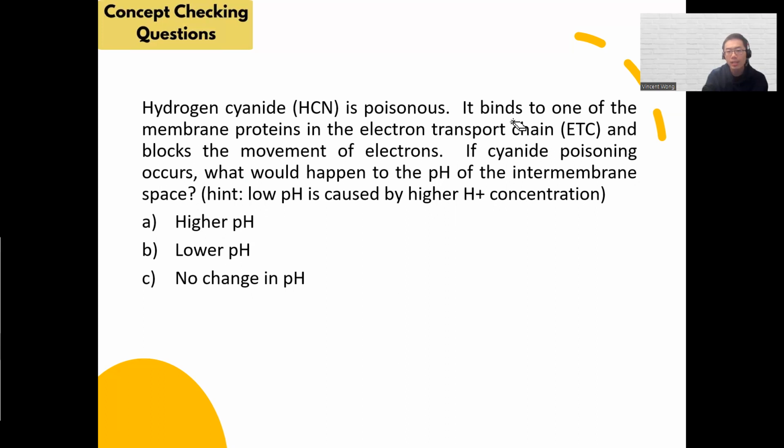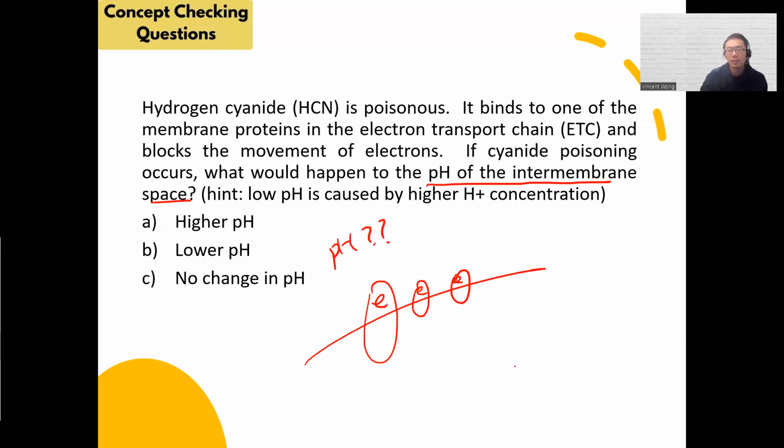Hydrogen cyanide is poisonous. It binds to one of the membrane proteins in the ETC. We already learned that, and blocks the movement of electrons. Okay, so here is my ETC. Electrons cannot move. Okay, it's just stuck here. They're not moving. If cyanide poisoning occurs, what would happen to the pH of the intermembrane space? Okay, this is the logic you have to think through to answer a question like this.